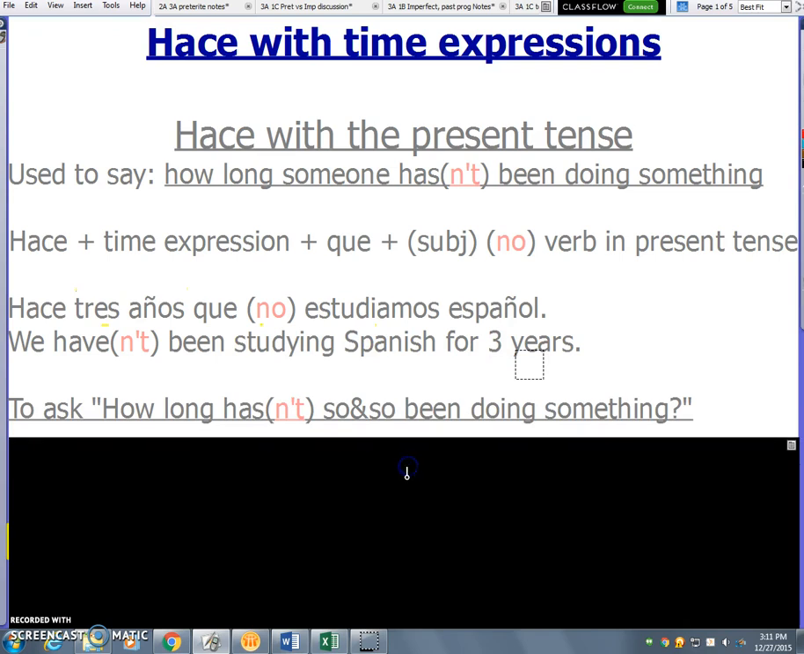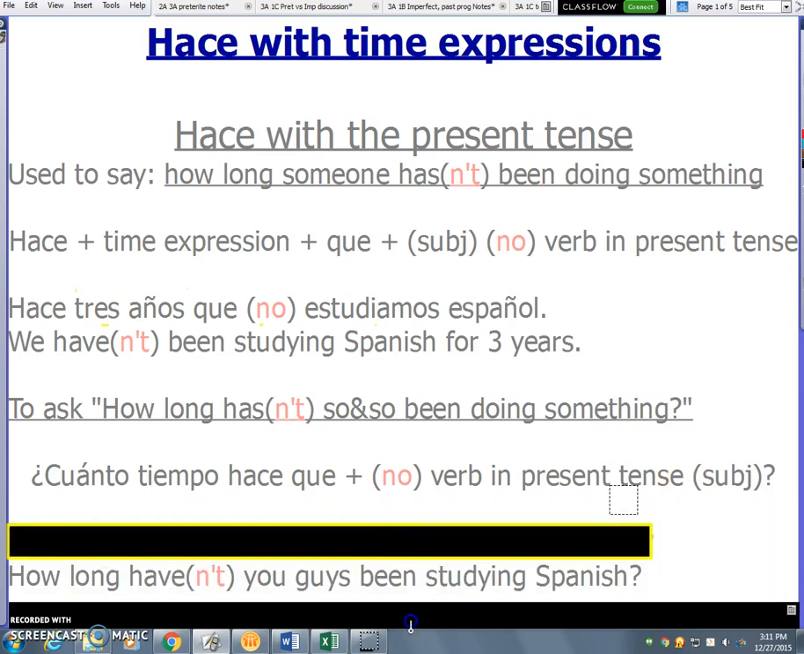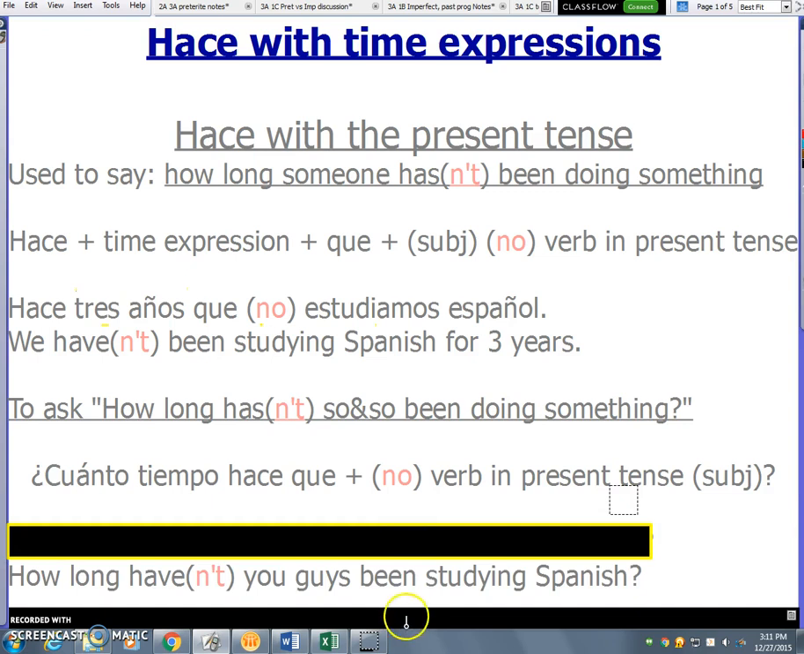If I want to ask how long has someone been doing something or hasn't someone been doing something, here is how I phrase my sentence or my question. ¿Cuánto tiempo hace que? And then my verb phrase in the present tense. And of course, subjects go where in questions? At the end, or at least after the verb. So if I want to ask how long have you guys been studying Spanish or haven't you guys been studying Spanish, no matter what, I start with ¿Cuánto tiempo hace que?